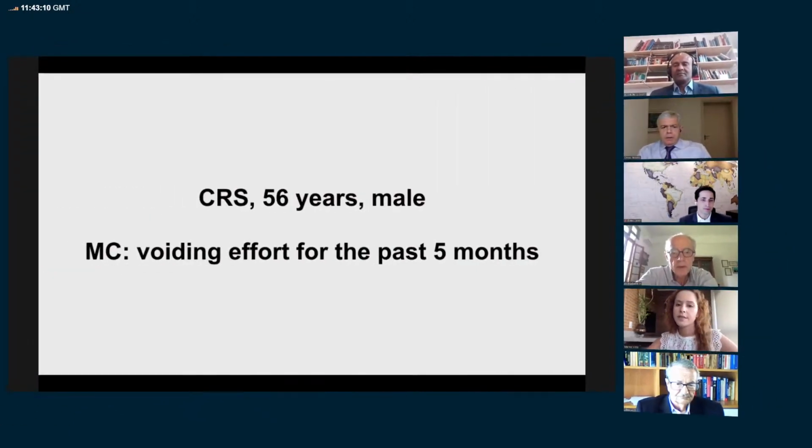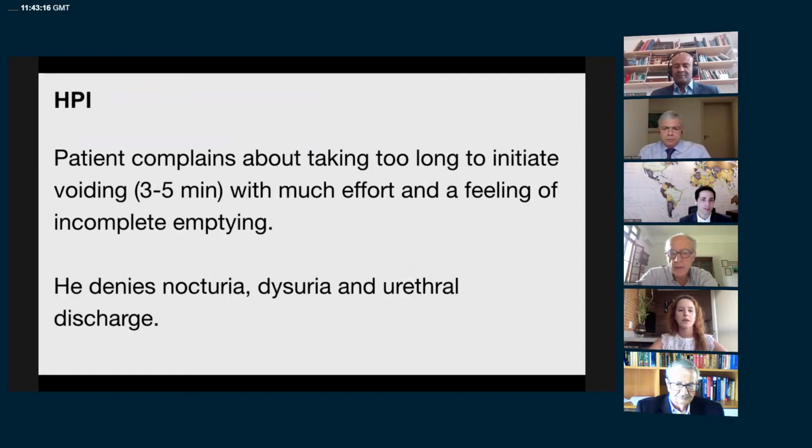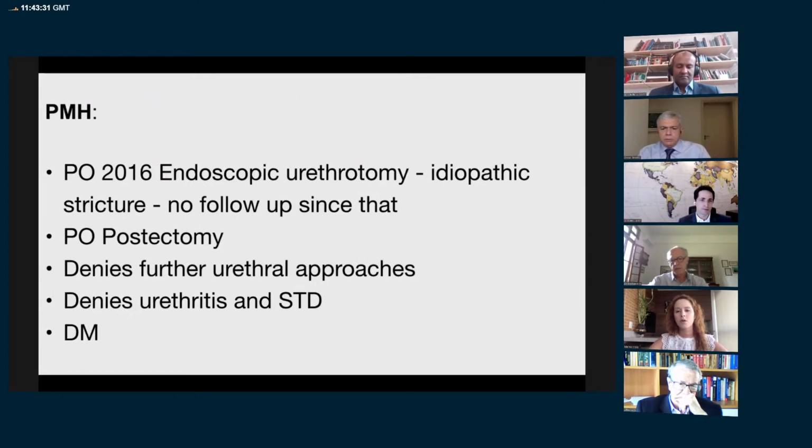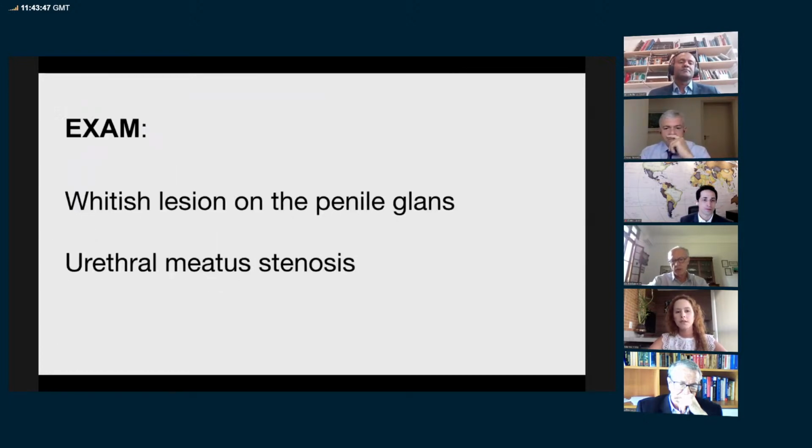So here we have a 56-year-old male with the complaint of voiding effort for the past 5 months. This patient complains about taking too long to initiate voiding, about 3 to 5 minutes with much effort and a feeling of incomplete emptying. He denies nocturia, dysuria, and urethral discharge. He already had an endoscopic urethrotomy in 2016 for an idiopathic stricture with no follow-up since then. He already had a postectomy, denies further urethral instrumentation, urethritis or STD. On the physical exam, we saw a whitish lesion on the glans associated with urethral meatus stenosis.